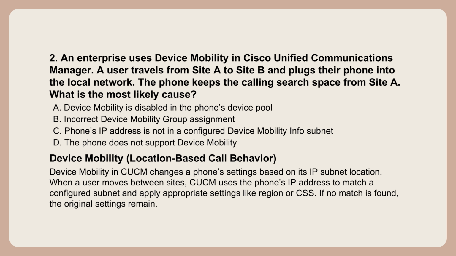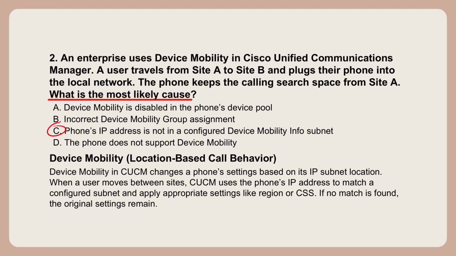Exactly. Okay. Scenario 2. This one's about device mobility. So a user moves their phone to a different building, plugs it in, but it keeps the calling search space from the old location. Frustrating. So what's the likely cause? A, device mobility is disabled in the device pool. B, wrong device mobility group. C, the phone's IP isn't in a configured device mobility info subnet. Or D, the phone just doesn't support device mobility. My gut feeling is it's something about the system not spotting the move. Maybe the IP address. You're right on track. The answer is C. The phone's IP address isn't in a configured device mobility info subnet.